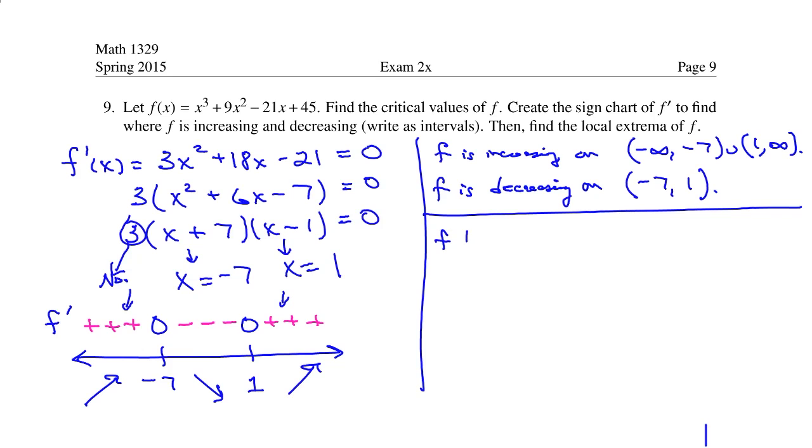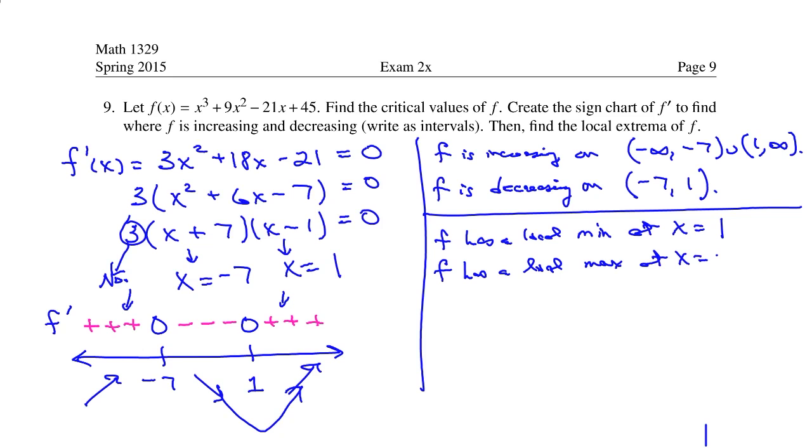What about extrema? So f has a local minimum at x equals 1. The local minimum is where a function goes from decreasing to increasing. And then f has a local maximum at x equals negative 7. Again, this is where the function goes from increasing to decreasing.